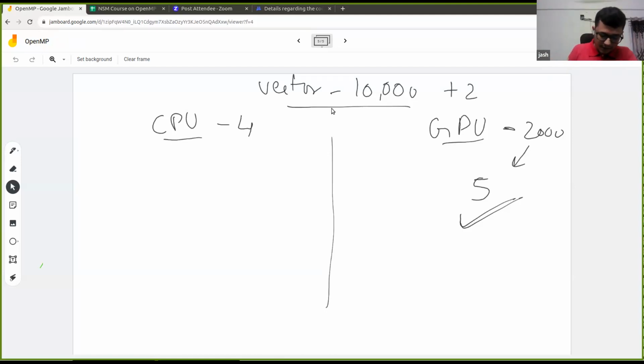While in CPU's case, each core has to take up around 2500 cells and perform the operation. So if there is a nicely parallel operation coming into the picture, then I think GPU is better than CPU. But yeah, there are cases where CPU is better.